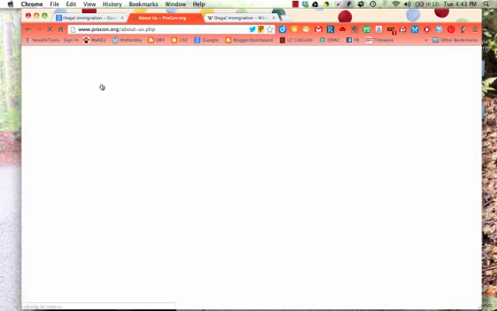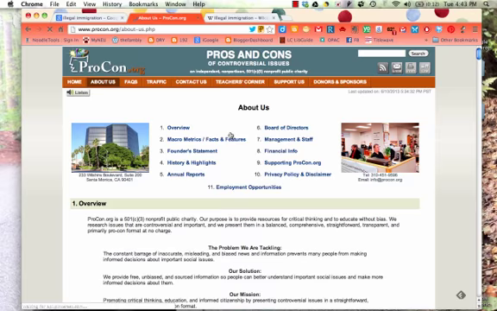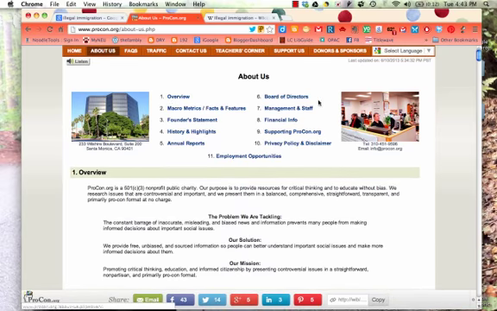I can take a look at the About Us, and they give us an overview, their board of directors. They tell you that their purpose is to provide resources for critical thinking and educate without bias. They are transparent and they have no charge. This seems like it might be a pretty good organization.